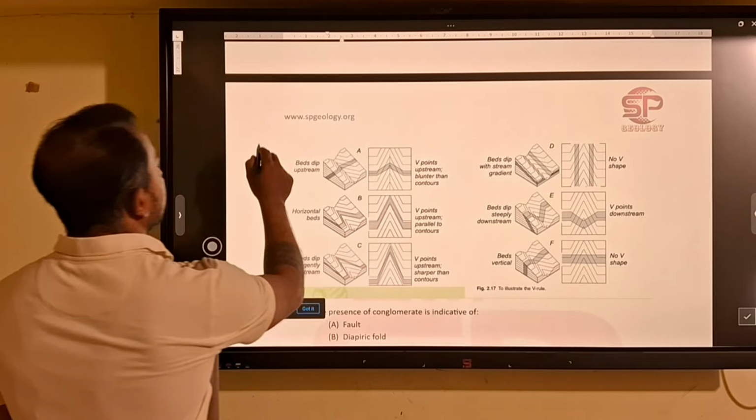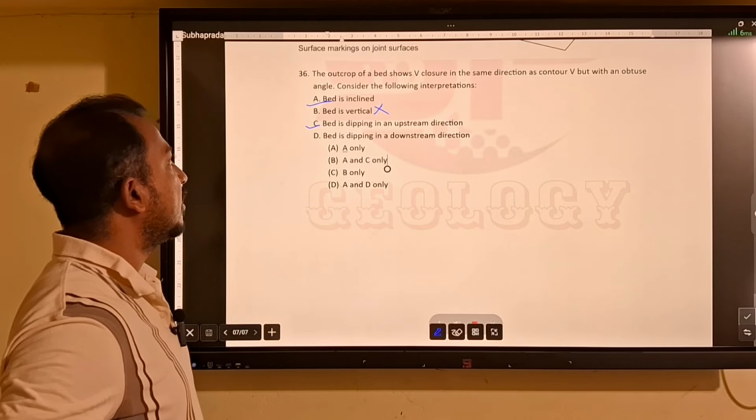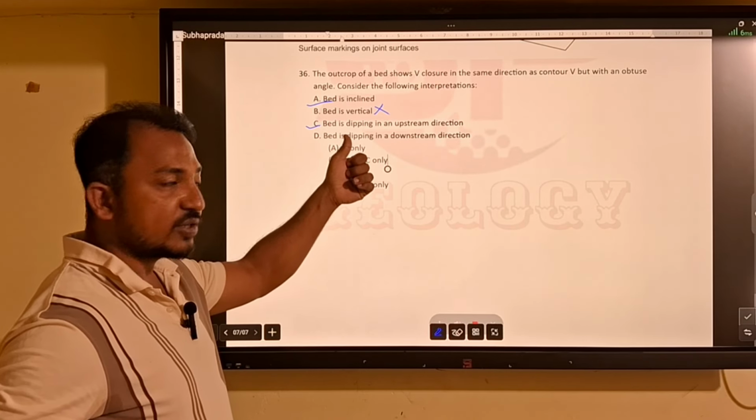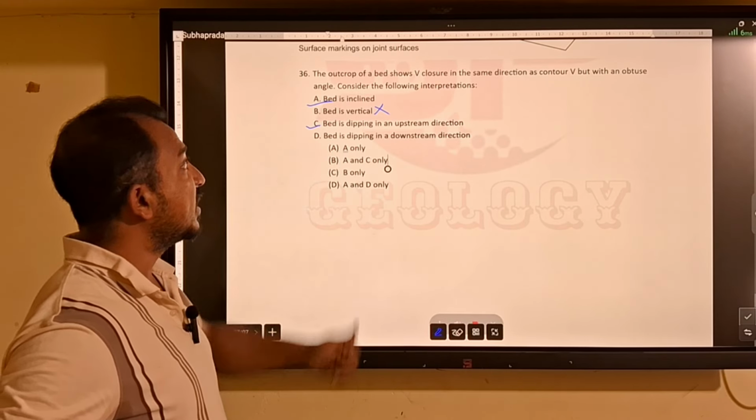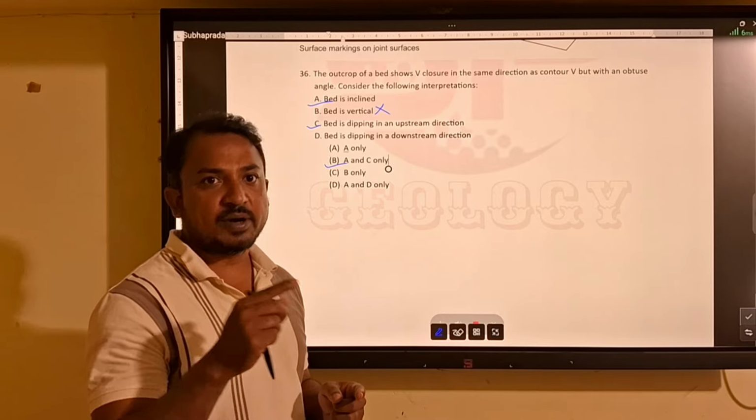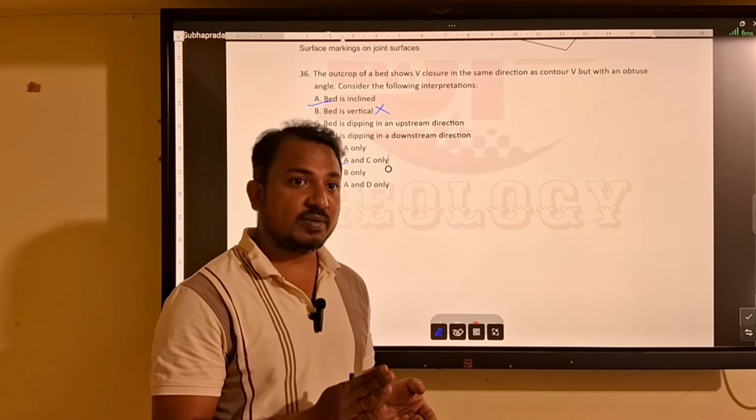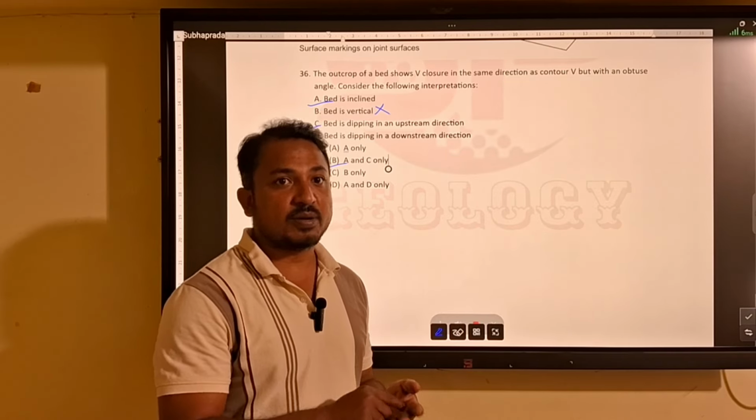In the case of a vertical bed, it does not show any V pattern. The bed is dipping in the upstream direction. Obviously, the bed is dipping in the upstream direction. In the upstream direction, the V will point towards the upstream direction. So A and C will be correct. Bed is dipping in the downstream direction. If the bed is dipping downstream, there are actually two conditions. If the bed is steeper than the valley, the V will point downstream. If the bed is gentler than the valley, the V will point upstream. So here there is no such option as A, C, D. You have to choose A and C, because for a bed dipping downstream, the V can point upstream or downstream.